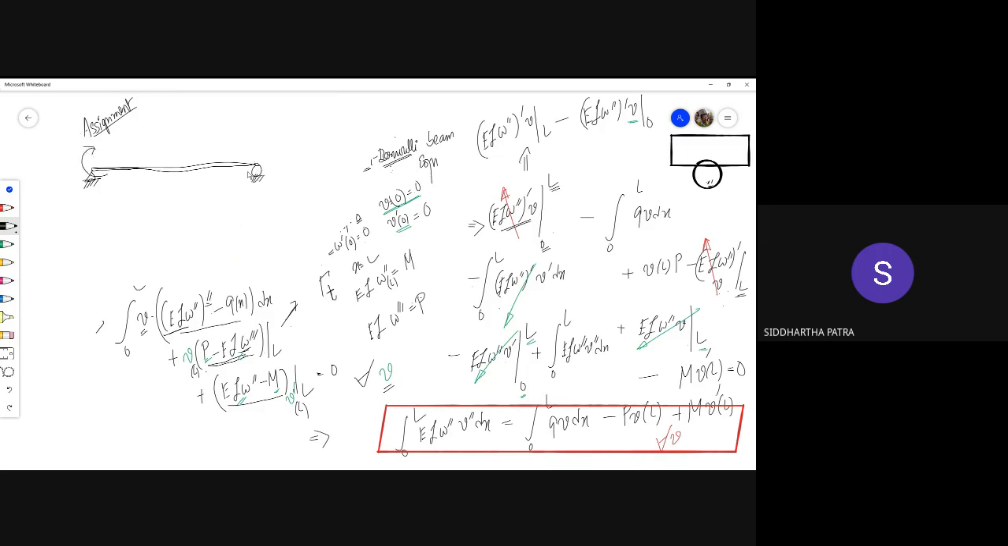Well, I cannot apply concentrated force at the two boundaries because I cannot put Dirichlet and Neumann boundary condition at the same location. I cannot do that. But I can put moment boundary conditions because this is not gamma u for W prime. No. That's why I can put boundary conditions on W double prime. Wrong sign.